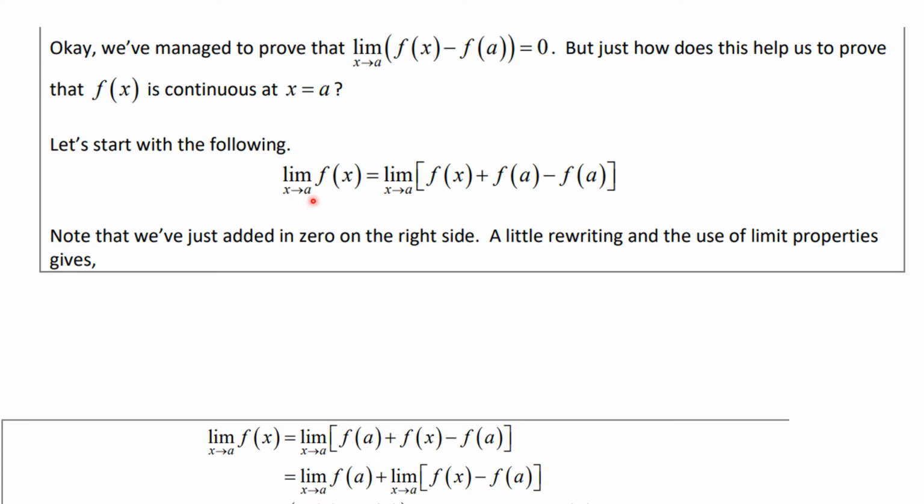The limit as x tends to a of f of x is actually equal to, and what I'm doing now is adding 0 in a clever way. So I'm taking f of x and adding f of a and subtracting f of a. And of course I can do that, so we just added 0. So now we're going to use the property of the limits on this.